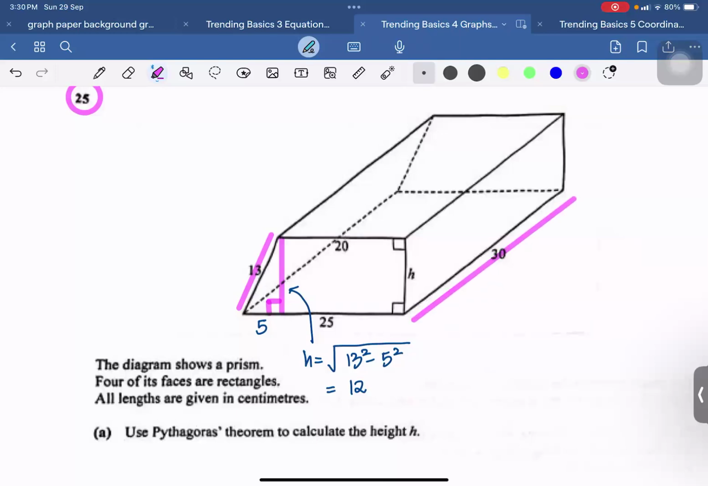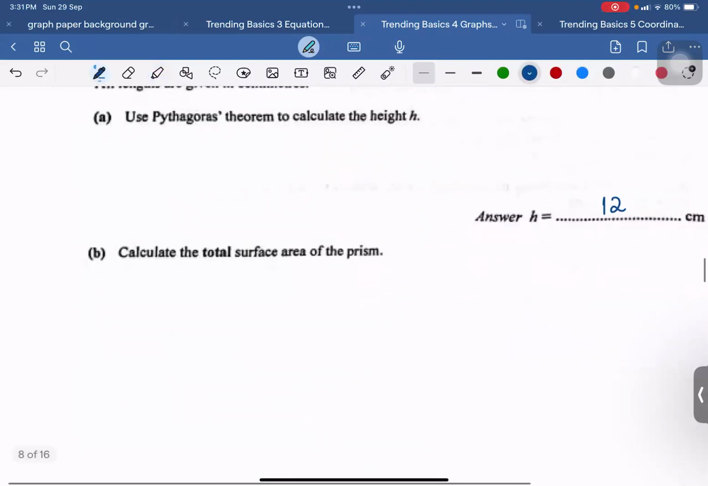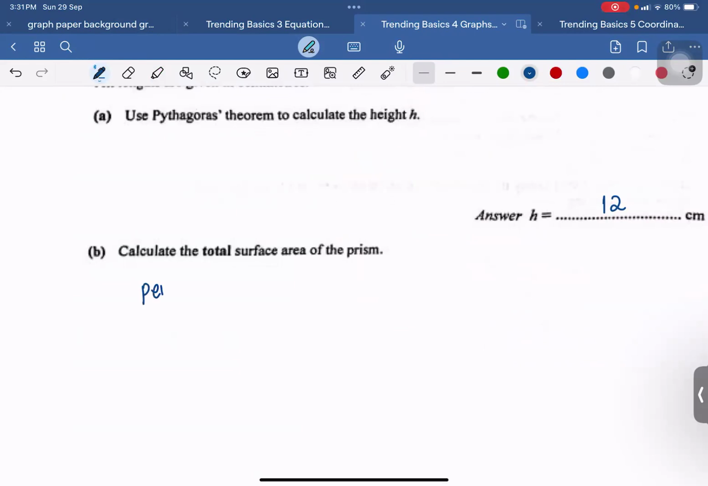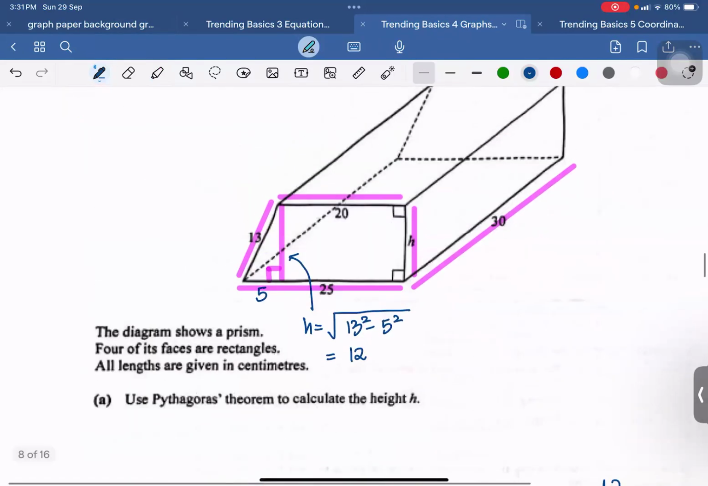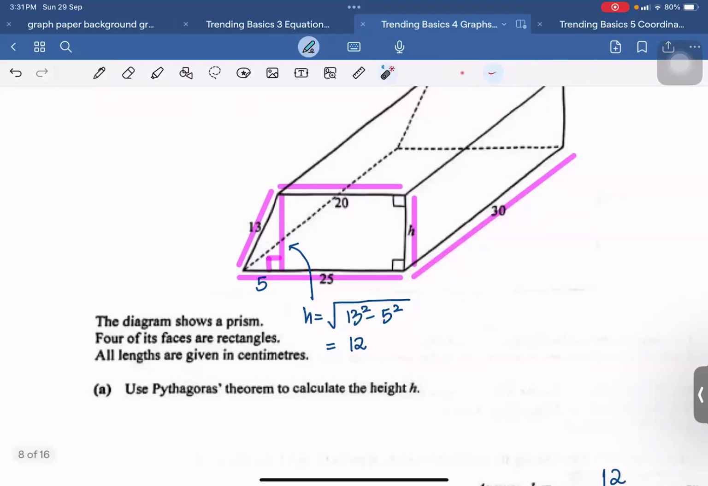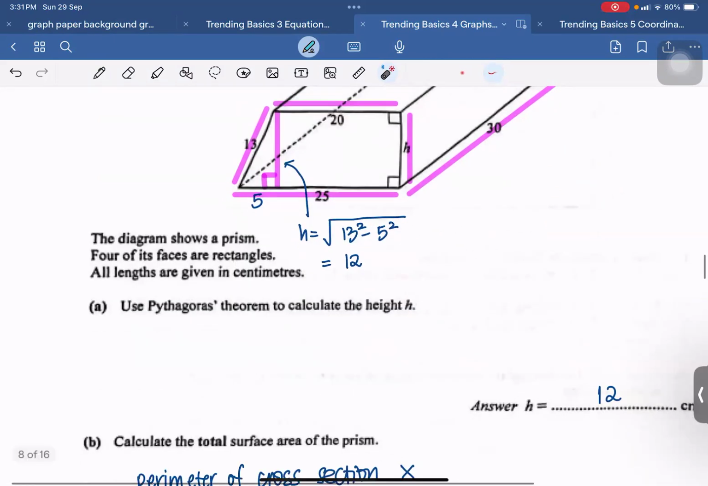13 times 30. 20 times 30. 12 times 30. 25 times 30. So many of them all need to multiply by 30. What I can do, I take the perimeter of my cross section, multiply with the length of the whole thing. This whole length over here. The length of the whole thing is 30. So 13, 20, 12, 25.